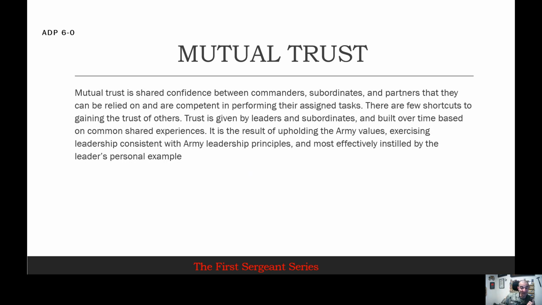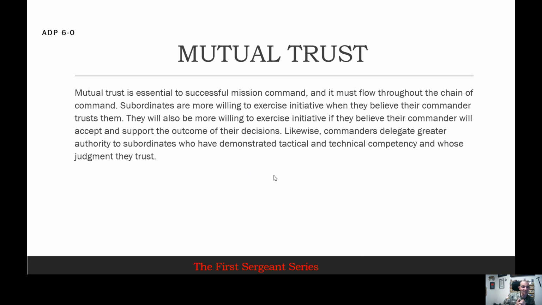It's the result of upholding the Army values, exercising leadership consistently with Army leadership principles, but most effectively instilled by the leader's personal example, okay? You need to lead by example. Mutual trust is essential to successful mission command. It must flow throughout the chain of command, okay? At all levels, we have to build the foundation of mutual trust.